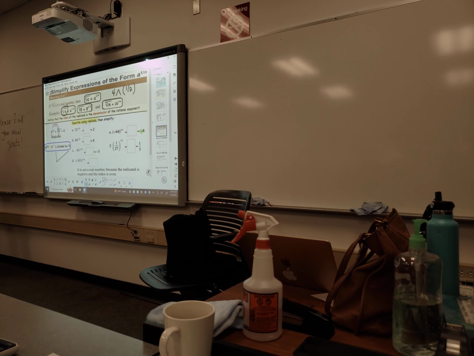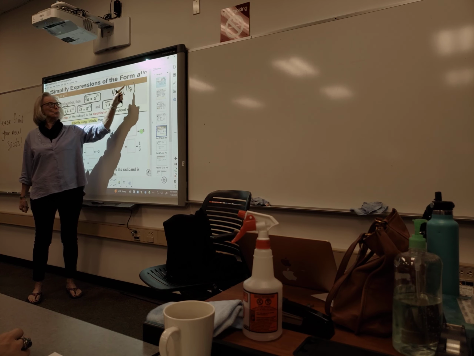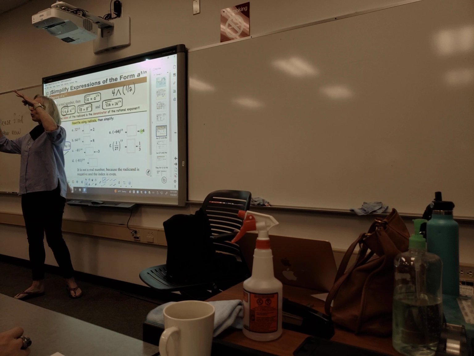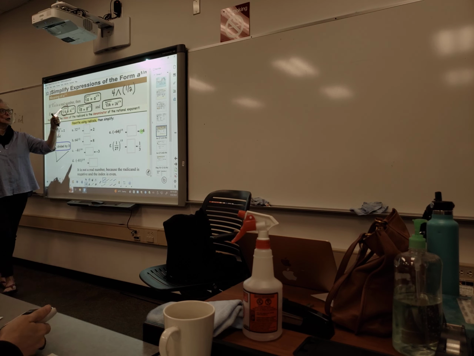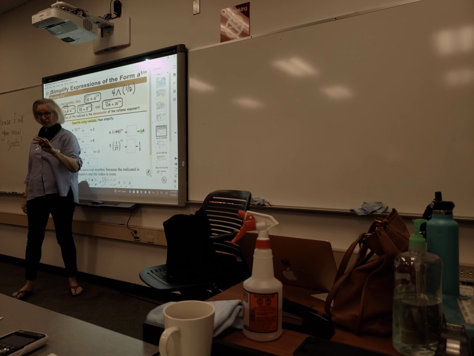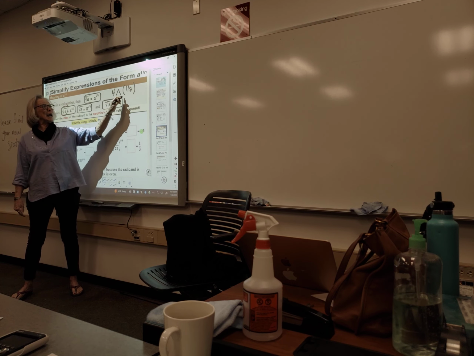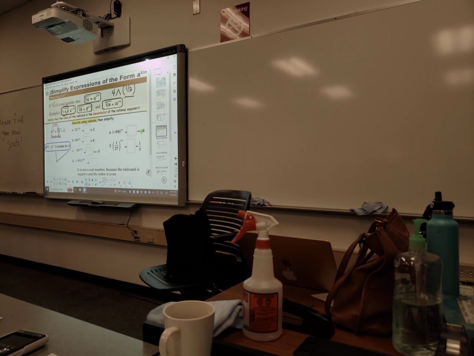If you don't put parentheses around the fraction, the calculator will only square the 1 and then divide everything by 2. So we have to have these parentheses around our fraction.